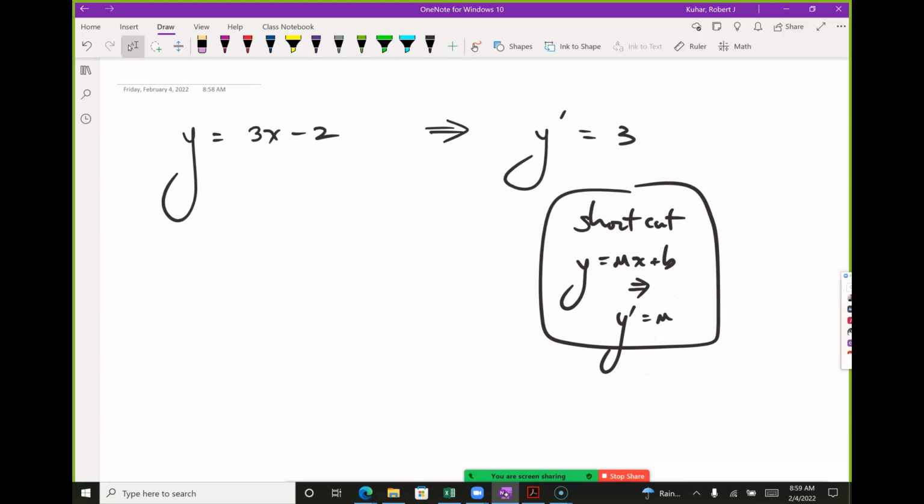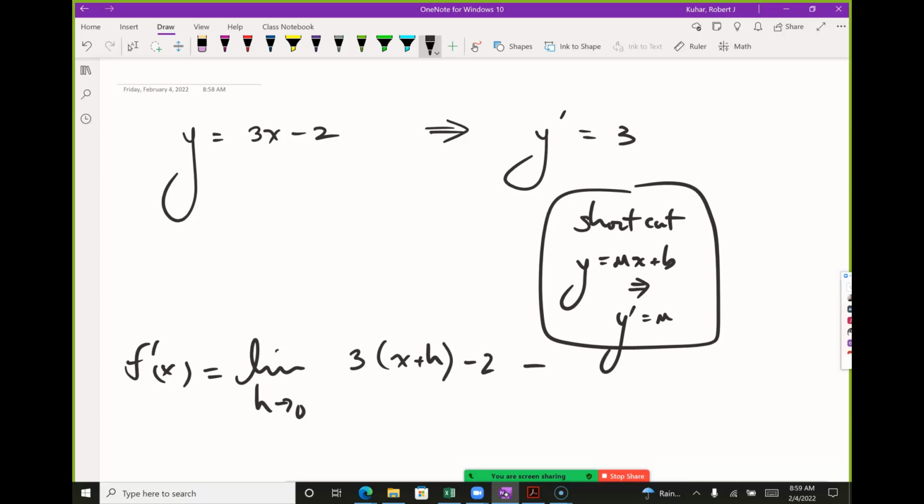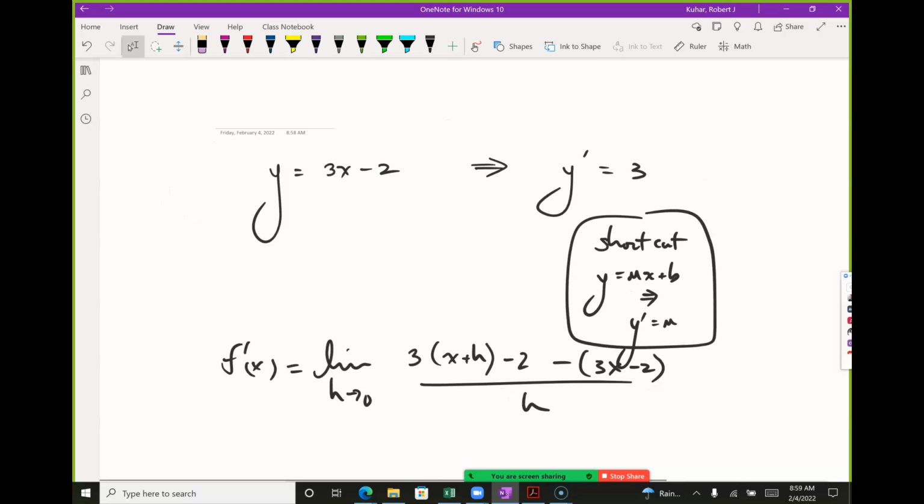All right, so here we go. F prime of x is the limit as h goes to 0 of 3 times x plus h minus 2, minus 3x minus 2, all over h. Be careful with your parentheses there. So I see my function evaluated at x plus h minus my function, all divided by h. Everybody with me?